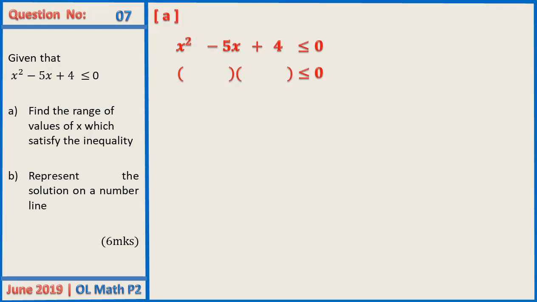Since the sum has to be negative, the two numbers must be negative. So we have negative 1 and negative 4 as the numbers. To factorize this, we open our brackets, x here, x there. Now the factors are minus 1 and minus 4. We have completely factorized. But this is an inequality.